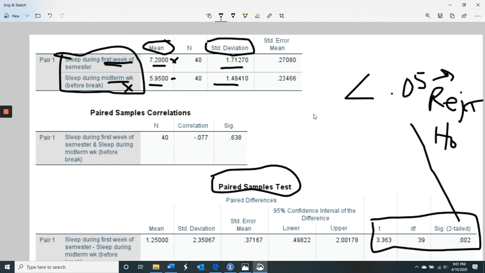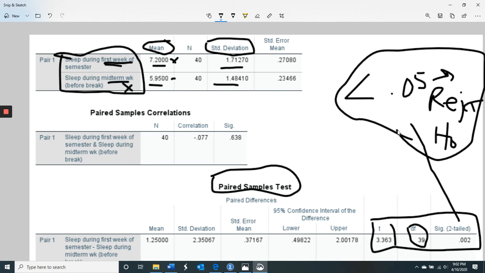So now we put a comma. Now we report our inferential statistics. So we're doing a t, parentheses, 39 degrees of freedom, end of parentheses, equals 3.36, comma, p is less than 0.05.